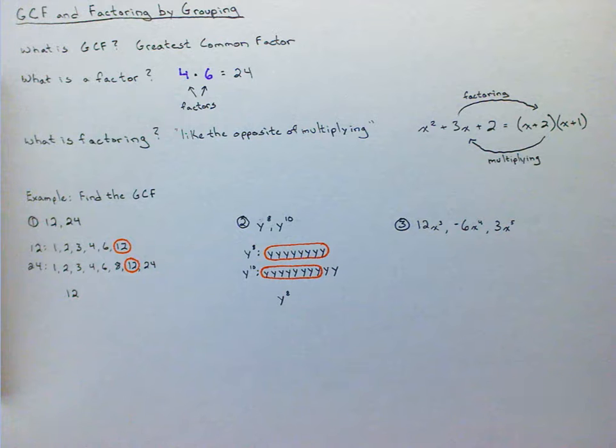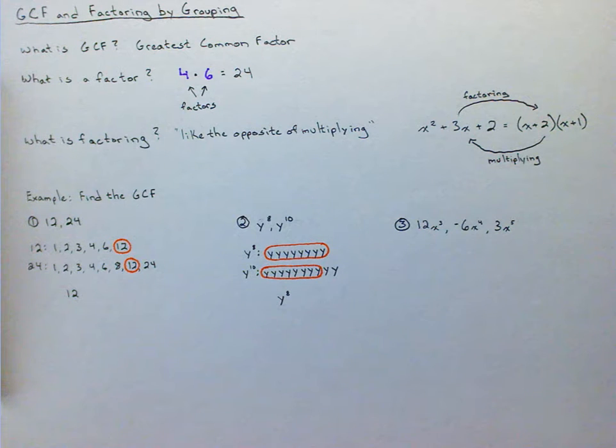The greatest common factor needs to first be described as, well, what is a factor? The factors are the two things that you multiply together to get a product. So in this example, I have 4 times 6. Those are factors. 4 times 6 equals 24. 4 and 6 are factors of 24.